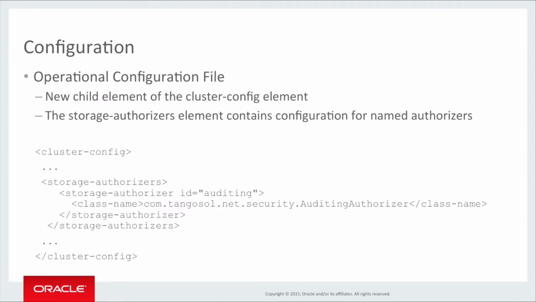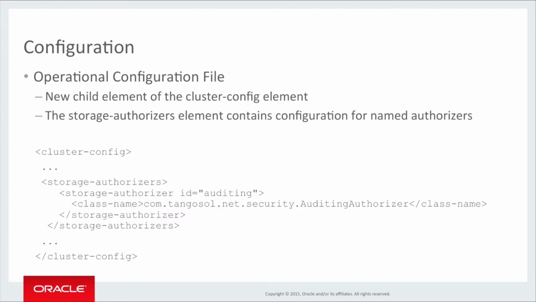Now we've seen the API, we can look at how authorization and audit is configured. There are two places where authorization and audit is configured. The first is the operational configuration, commonly referred to as the overrides file. There is a new element called storage authorizers, which is a child of the existing cluster config element.